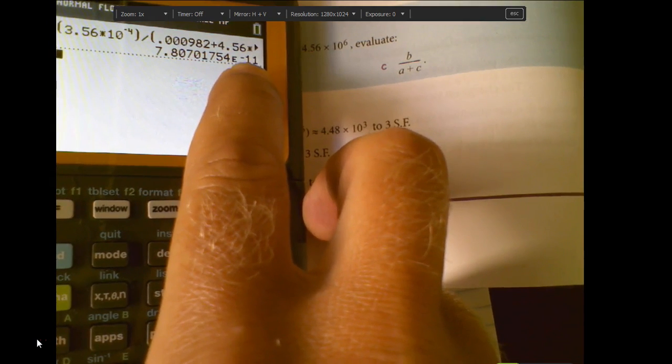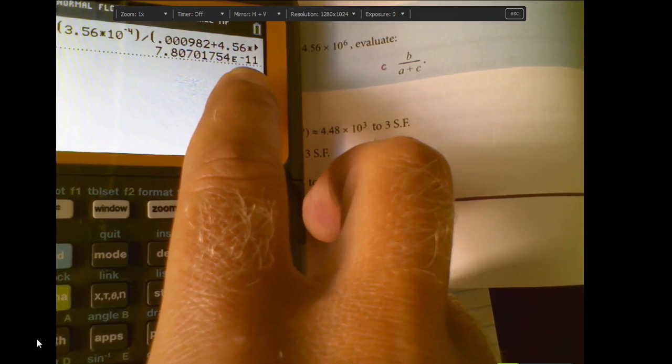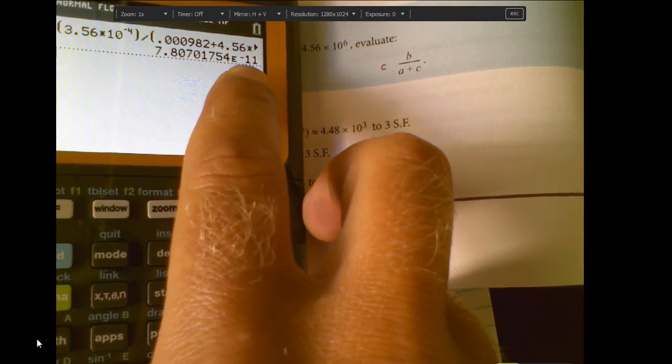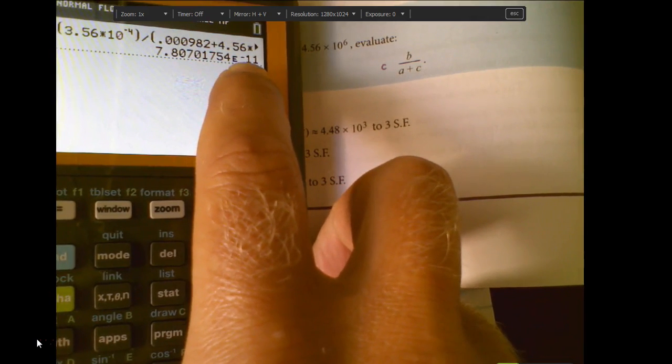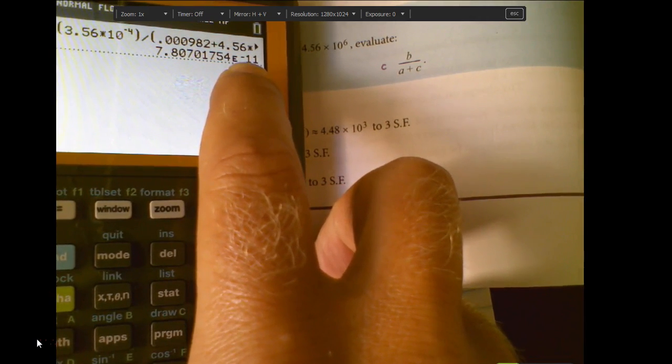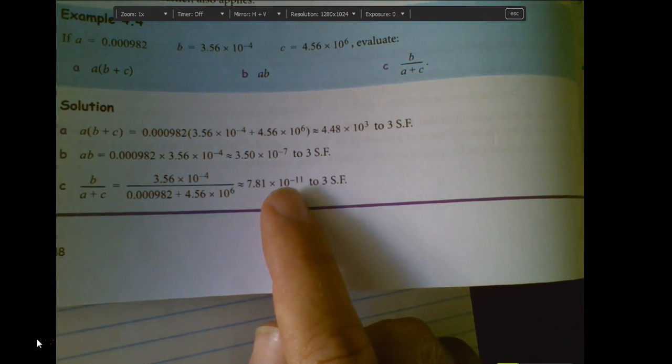So this number was so small that your calculator automatically put this in scientific notation for you, even though I didn't change the mode of my calculator. It just did it because the number was so small. We wouldn't have seen anything on the screen otherwise. So anyway, here's what that should look like for us if we do that accurately.